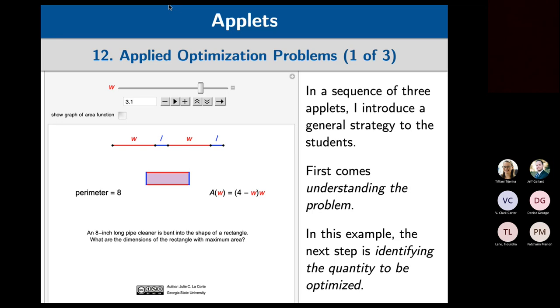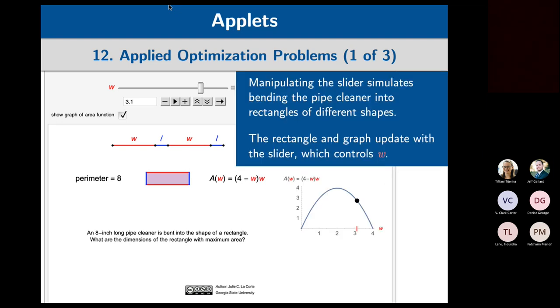Once we've understood the problem, the next step is to identify the quantity to be optimized. So in class, we talk a little bit, and in the workbook, it goes through how you get the expression for the quantity to be optimized. And when we're ready, we reveal the graph of the quantity to be optimized, the area function.